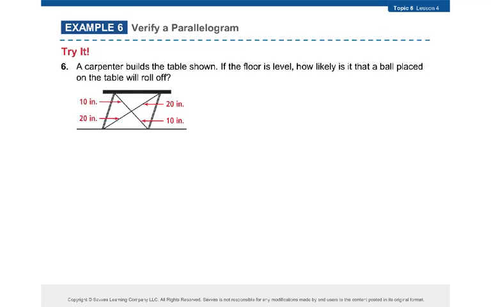For the last, try it number 6. A carpenter builds the table shown. If the floor is level, how likely is it that a ball placed on the table will roll off? Now you have to prove whether this figure is a parallelogram.